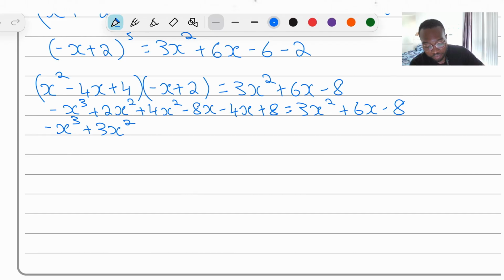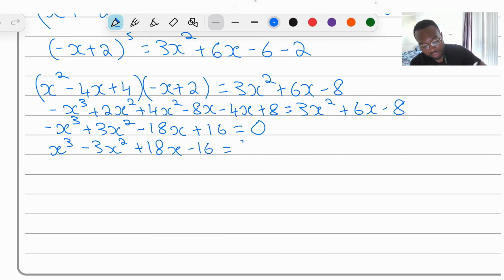And then we're going to bring that plus 6x over to the sides, that's a minus 12 minus 6. So minus 18x, and then we have the 8, and bring that minus 8 over, that will be a positive 16 is equal to 0. So now we have this cubic, and I'm going to just times everything by minus 1 to make it look better. So we get x cubed minus 3x squared plus 18x minus 16, that is equal to 0.